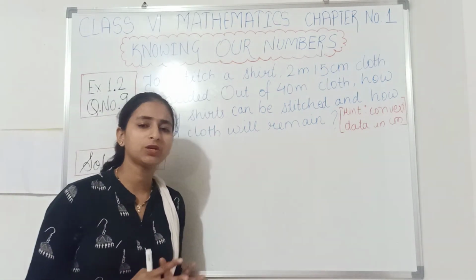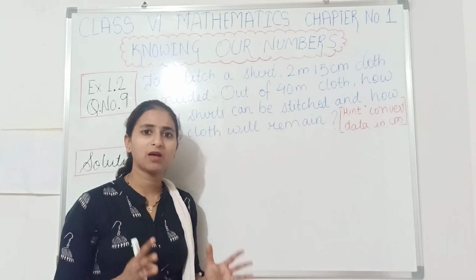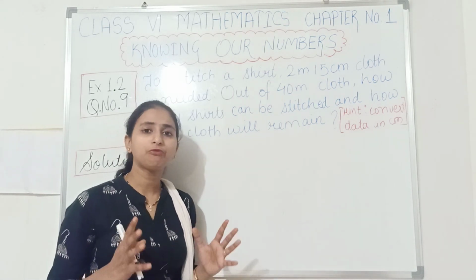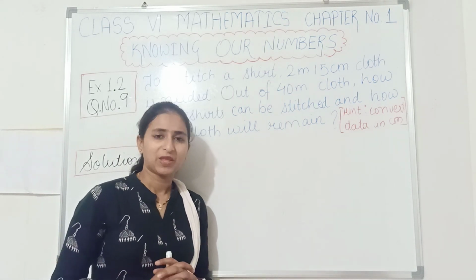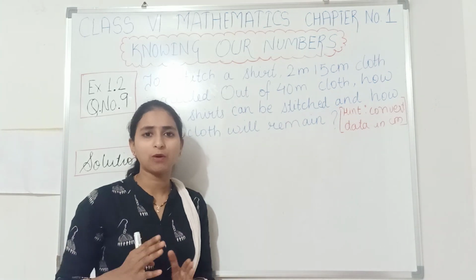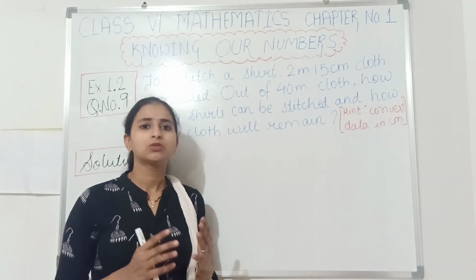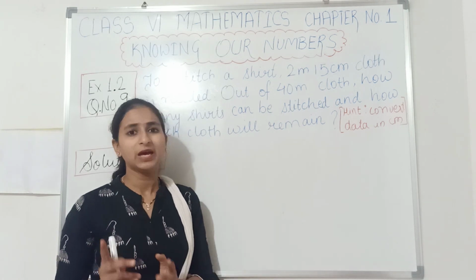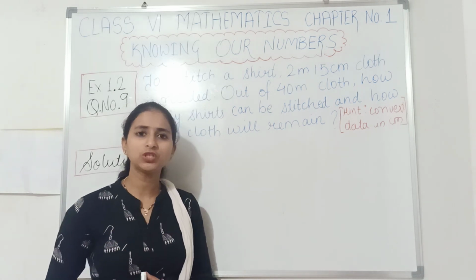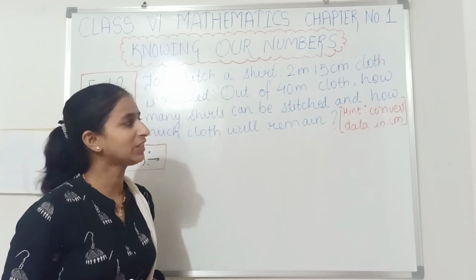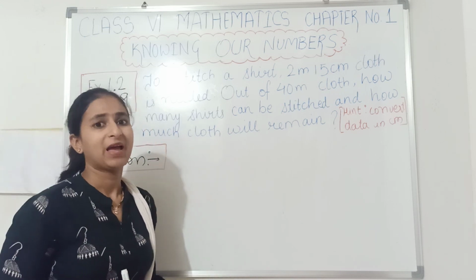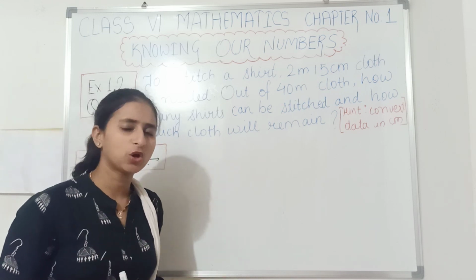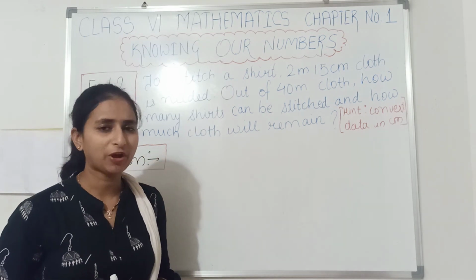So what is the question? Suppose I have 40 meter total cloth, and from that 40 meter cloth I want to stitch shirts. So in that 40 meter cloth, how many shirts will be stitched, if one shirt requires 2 meter and 15 centimeter of cloth, and after stitching, how much cloth is remaining? That we have to find here.